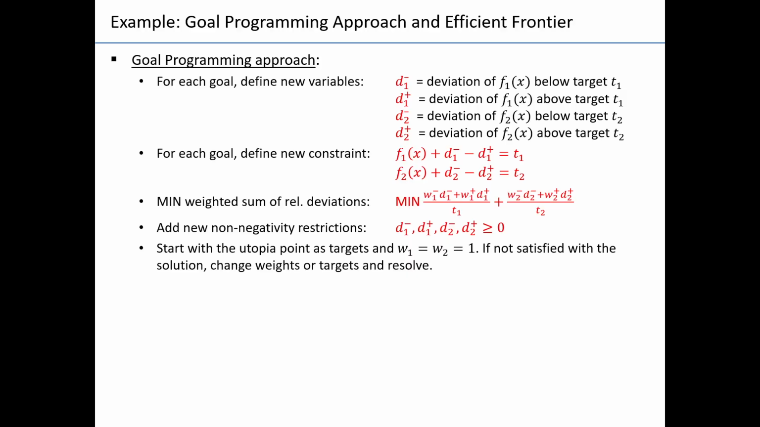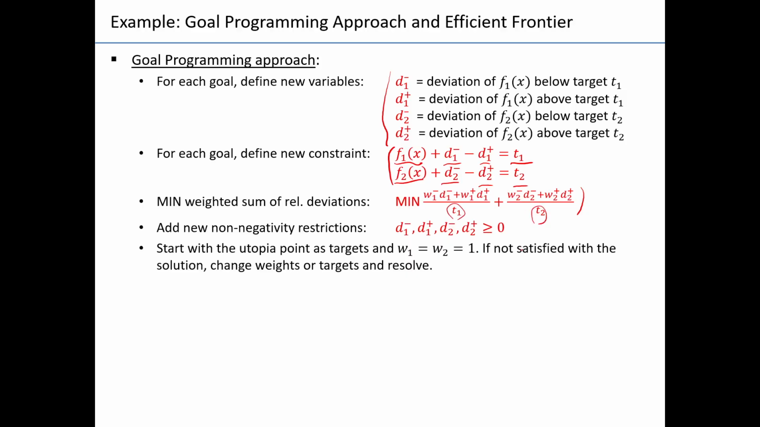And then the last one was the goal programming approach, the most complex one. But the advantage, of course, is that it can take into account some soft constraints. So we defined these deviation variables. We added constraints that were saying, make this function equal to the target, but if it's not equal, the deviations will express how much the functions are different from the targets. And then we minimized weighted sum of deviations but scaled by targets.